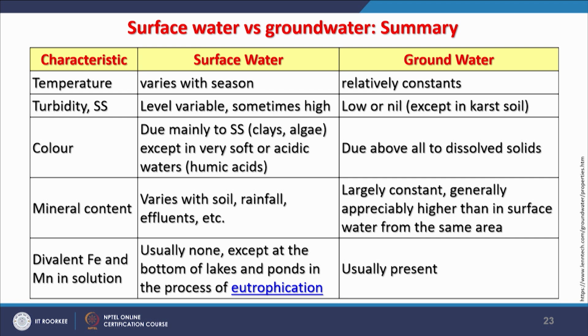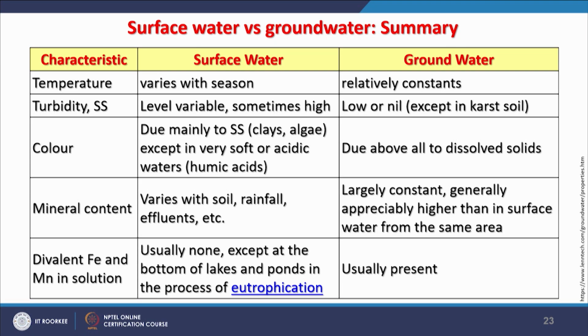Mineral content: calcium is easily dissolvable, and if a limestone or carbonate terrain is there, then the chance of getting calcium is very high. Mineral content in surface water varies with the soil, rainfall, effluents, etc. Whereas in groundwater, mineral content is largely constant, generally appreciably higher than in surface water from the same area. So, if we compare the surface water and subsurface water of the same area, there will be some differences in mineral content.